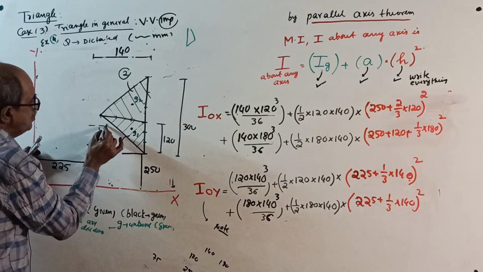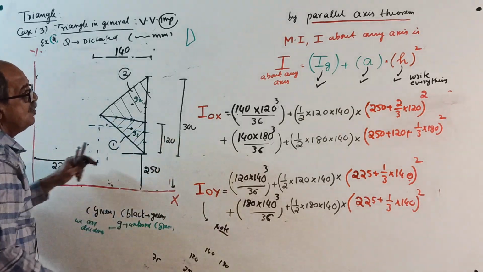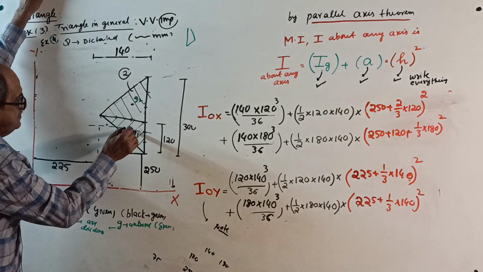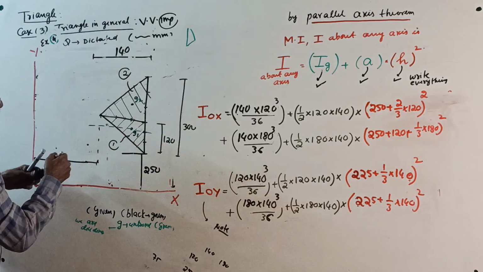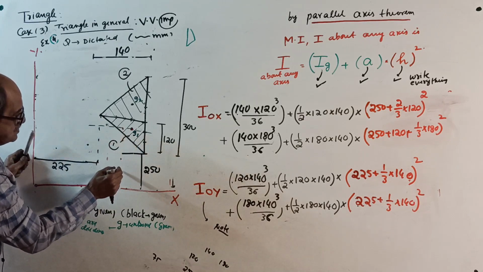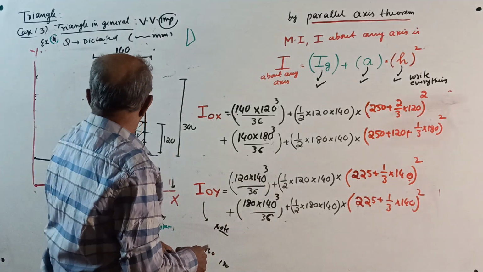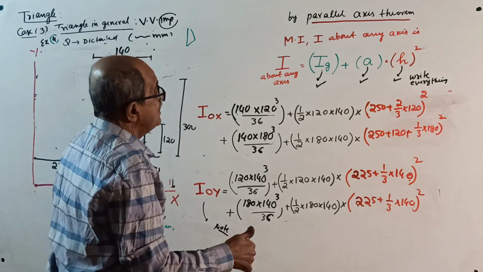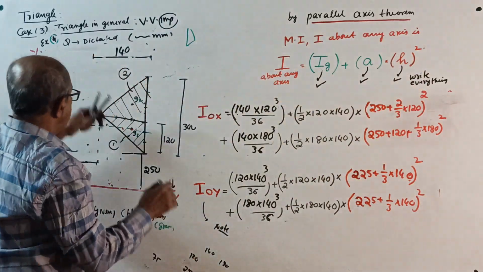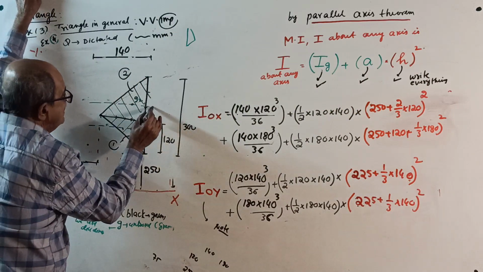Okay, start. I about OX first. First I about its own axis. See here, this way, parallel to OX: 140 into 120 cube by 36 plus area into, see, this distance square. From the centroid of the component to the required axis, this distance is 250 plus 2/3 of 120. Last time it is 2/3 of. Yes, correct. 250 plus 2/3 of 120 whole square. No change. But here, I about its own axis first, it will not change.